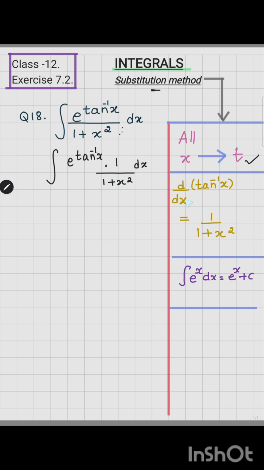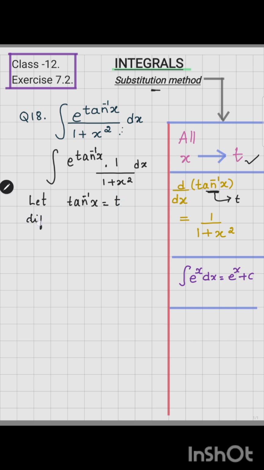That is, if we differentiate tan inverse x, we will get 1 by 1 plus x square. So which function did you differentiate? This function, tan inverse x, right? So you have to equate this as t. Let tan inverse x equal to t.